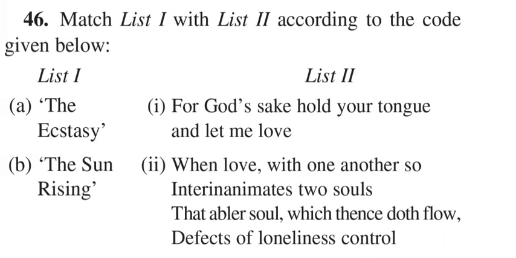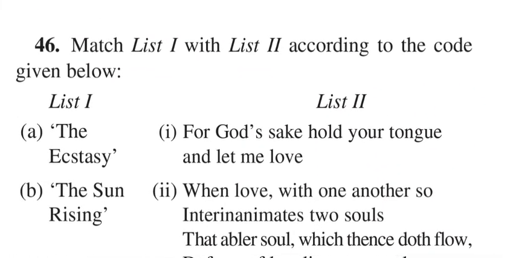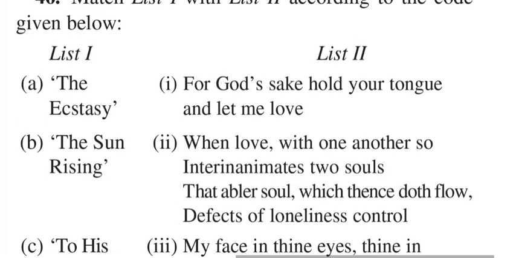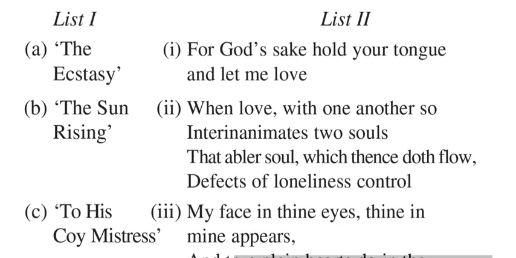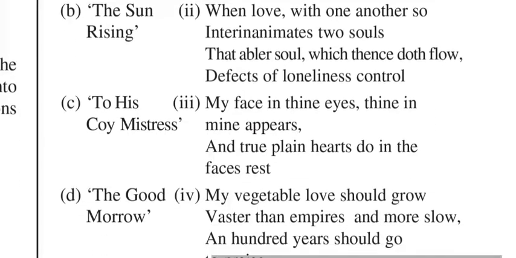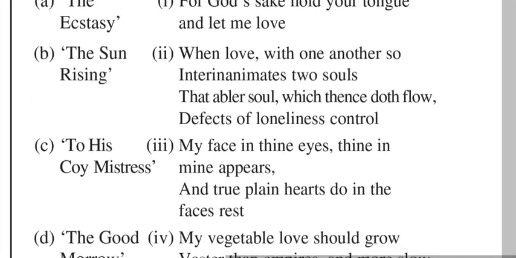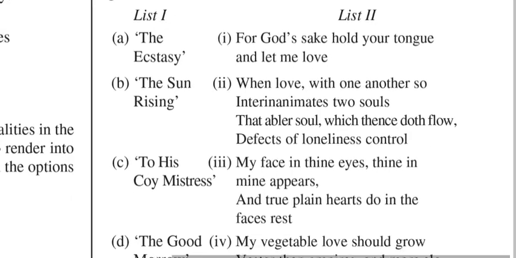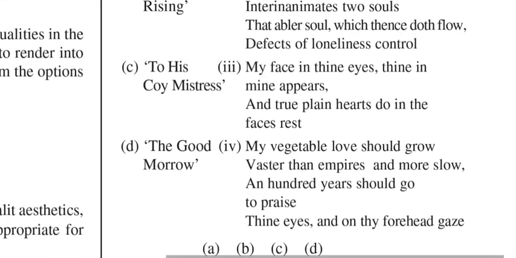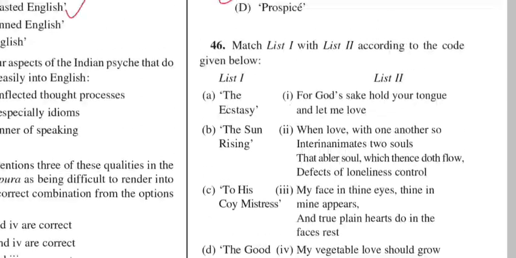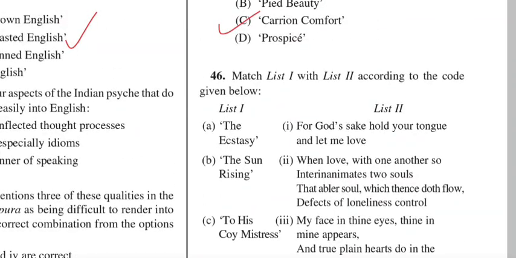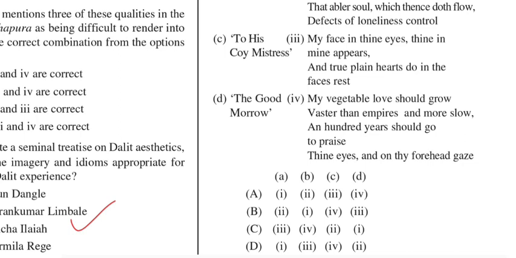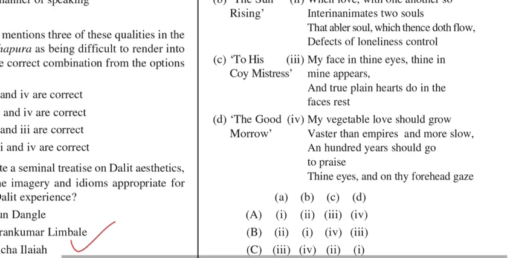Number 46, it says, match list 1 with list 2 according to the code given below. List 1 is saying the ecstasy, list 2 we have so many lines. The sun rising, to his coy mistress, to good morrow. And options are like this. I will not read all the poem lines. Now let's find out the answer quickly. The correct answer of 46 will be A, B, C, D. But all are correct here, it is seen.